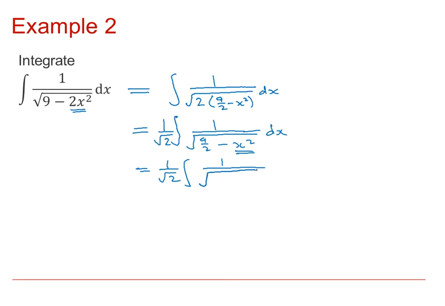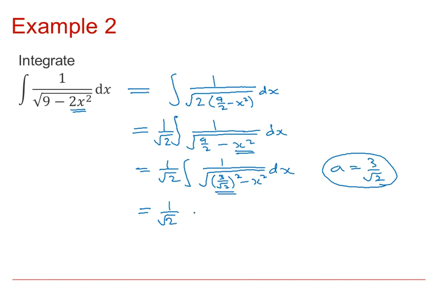So if we want to be a little bit more cautious, I'm going to write 9 over 2 as 3 over root 2 squared, so the integral is 1 over root of 3 over root 2 squared minus x squared, dx. Now it's much clearer that a is going to be 3 over root 2. I've clearly identified what a is from here. Now I know what a is, I can quote the result as 1 over root 2 arcsin, and we need x over a, so that's x over 3 over root 2. Don't forget the plus c.